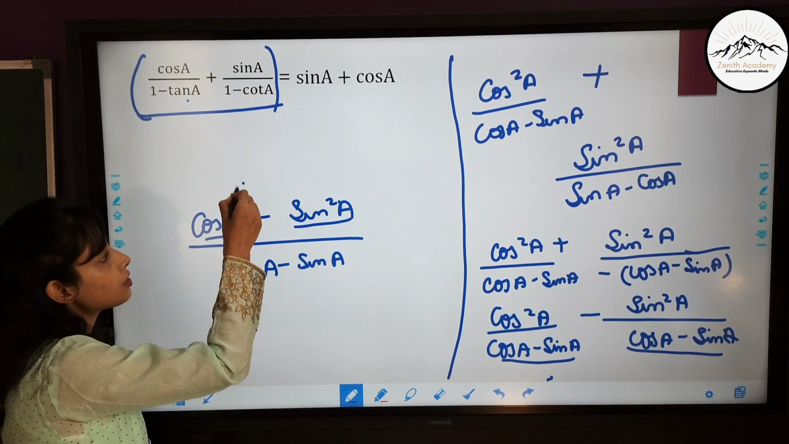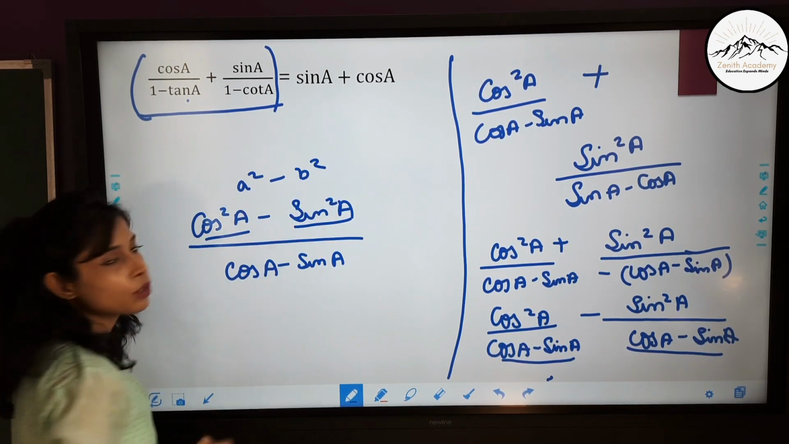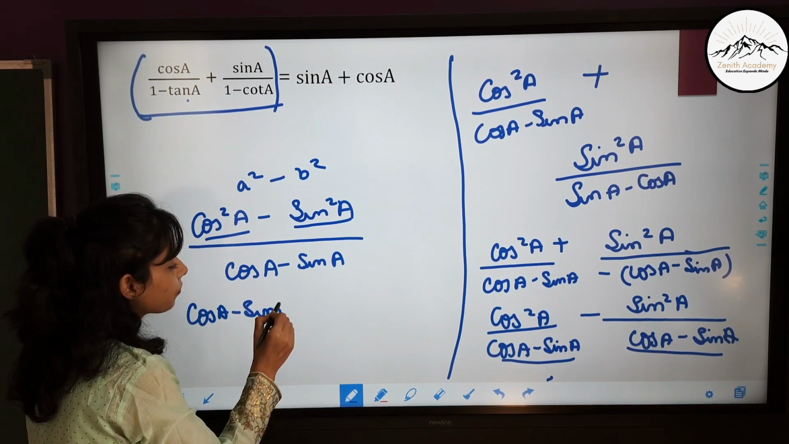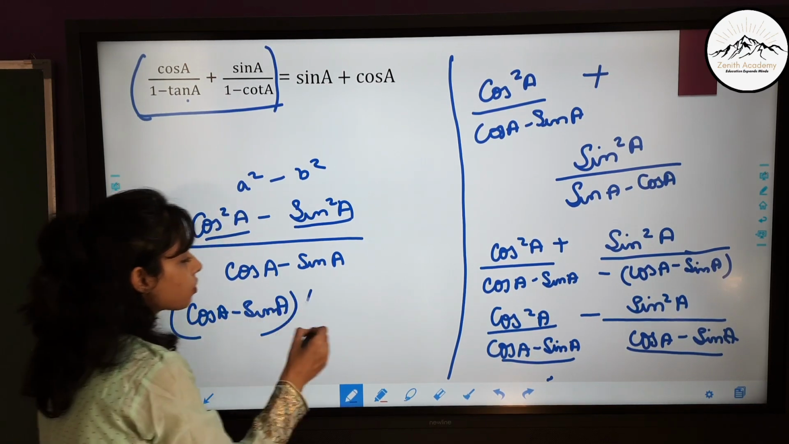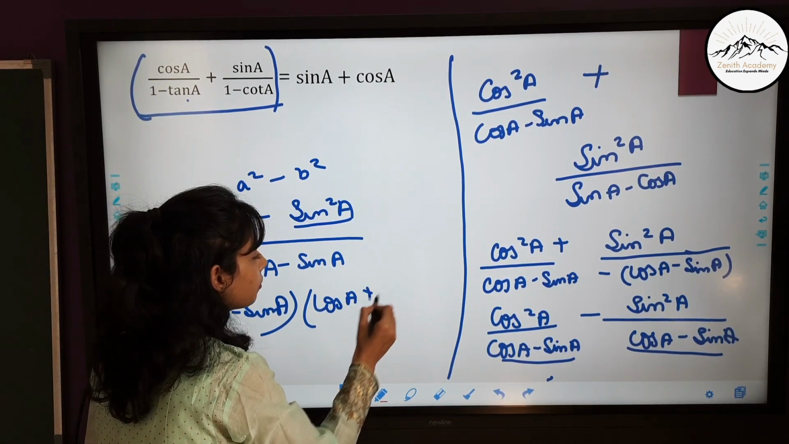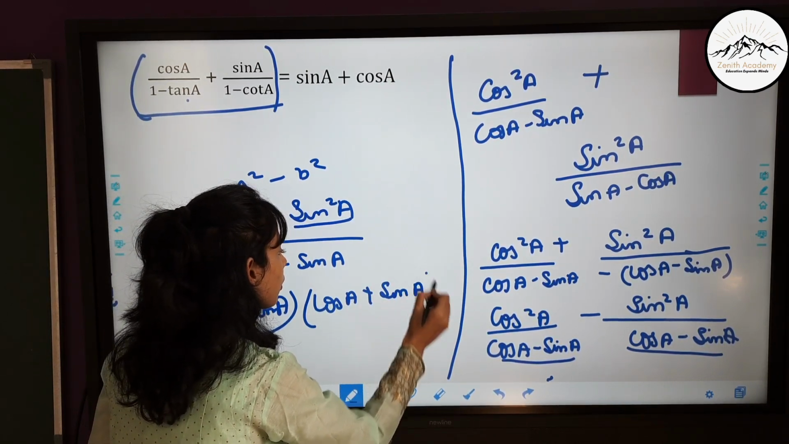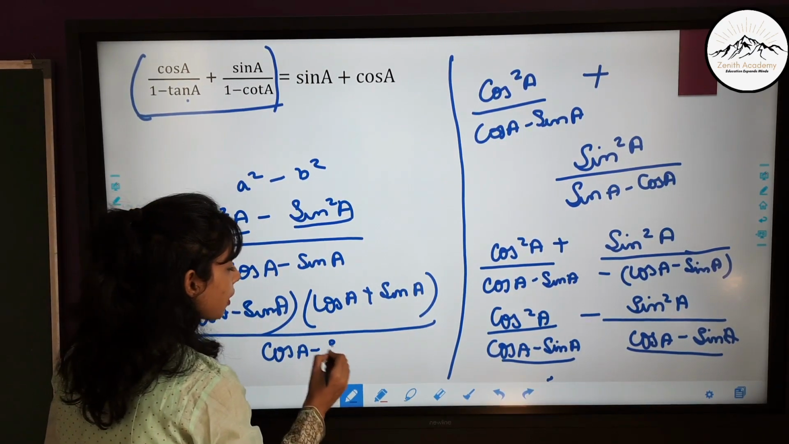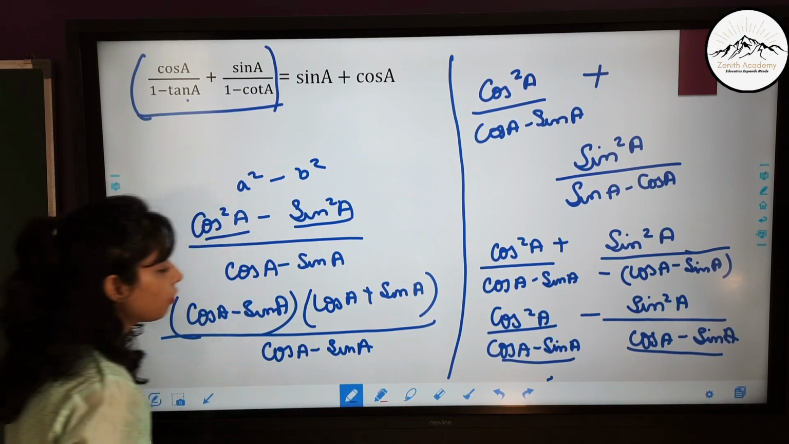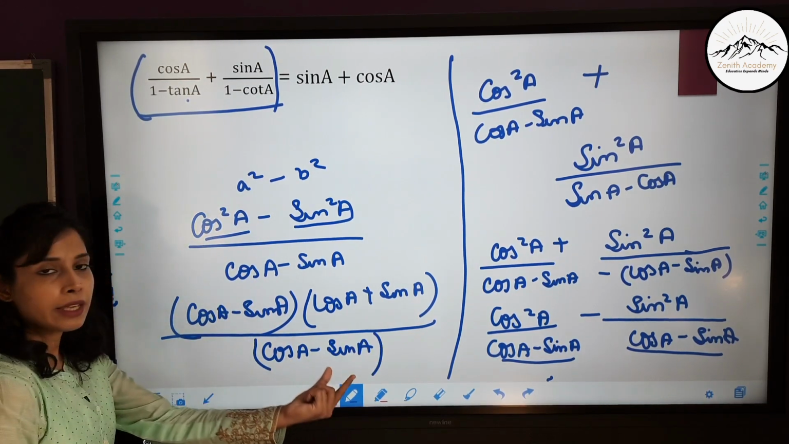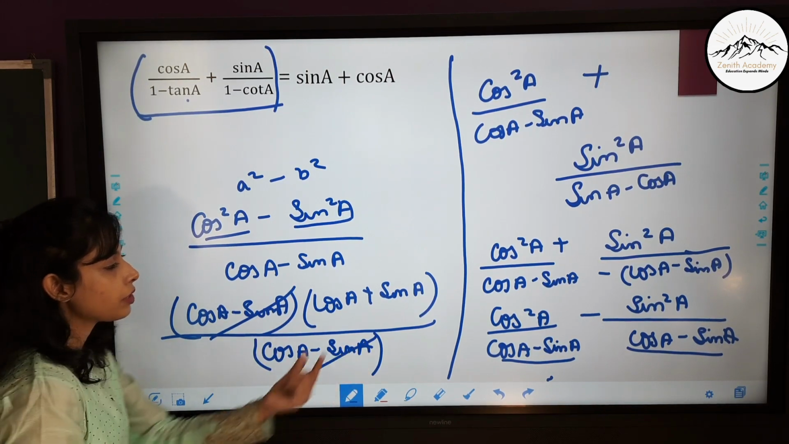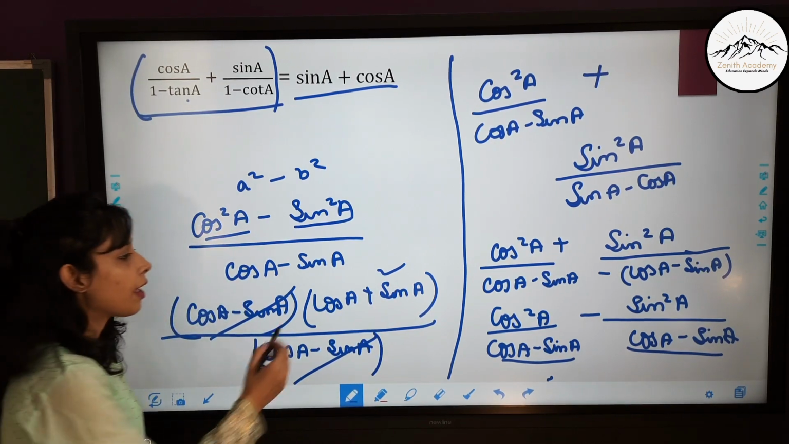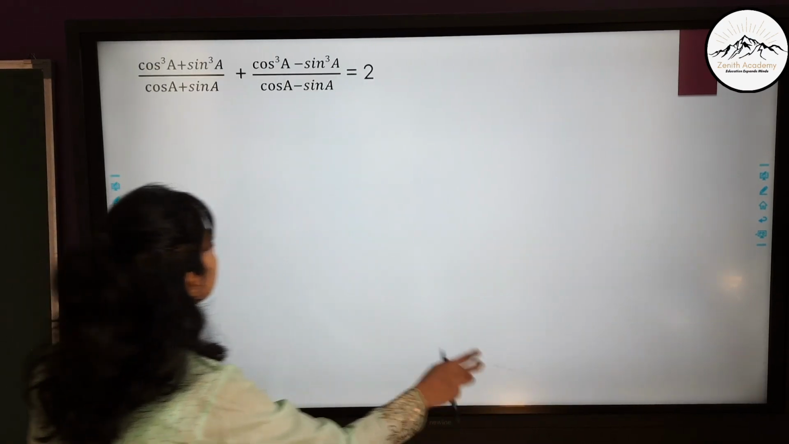Algebraic identity a square minus b square we have used before also. In the same way, (cos a minus sin a) into (cos a plus sin a) upon (cos a minus sin a). So, we can cancel these two terms. What is remaining? Cos a plus sin a, which is what our RHS is. Hence, proved. Now, let's see some more questions.